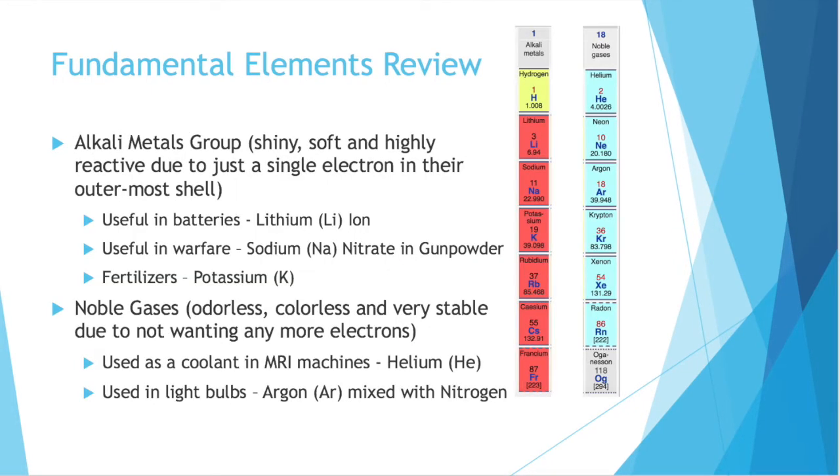For example, the first column in the periodic table, the first group, is known as the Alkali Metals Group. These elements are typically shiny, soft, and highly reactive due to just a single electron in their outermost shell. As you go from left to right in the periodic table, more and more electrons are added to the elements. Elements have different shells with different configurations, so electrons group in certain ways. For this first group, there's just a single electron in the outermost shell, making it a very reactive element. Alkali metals want to give up that electron to become more stable.